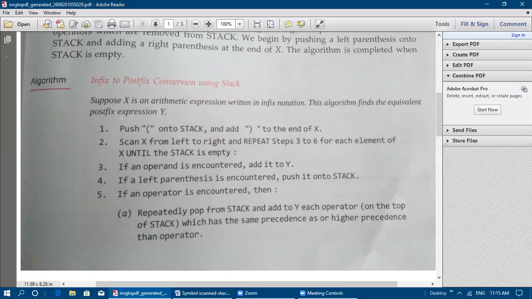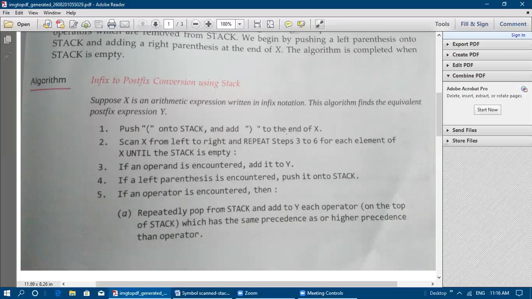So first we start with the first step. We need to push the opening parenthesis onto the stack. That is the first step. And add a closing parenthesis to the end of x. You need to add the closing parenthesis at the end of the expression x, simply adding it to the given expression. First you push the left parenthesis onto the stack, and at the same time, after inserting the left parenthesis onto the stack, you add a right parenthesis to the end of the given infix expression x. Understood? In the second step, scan x from left to right.